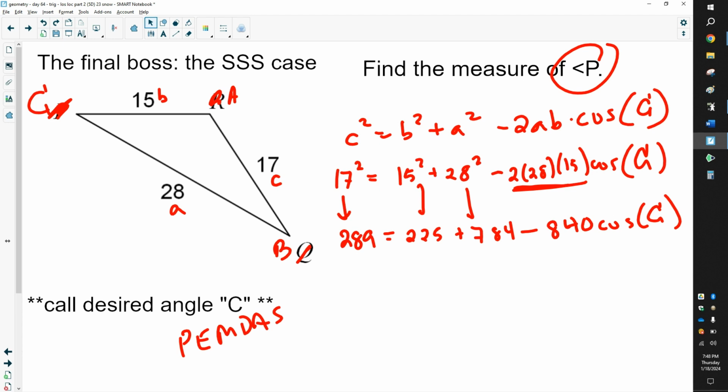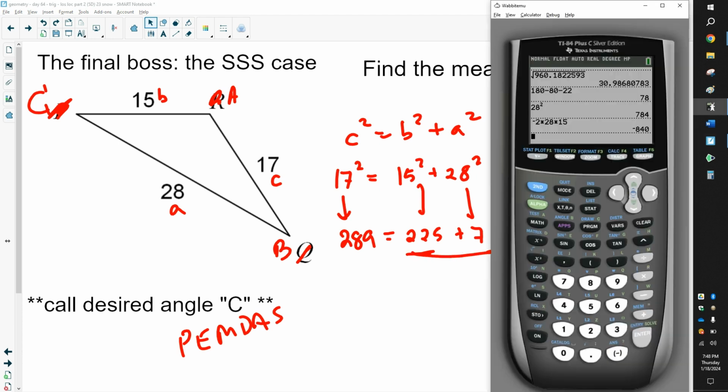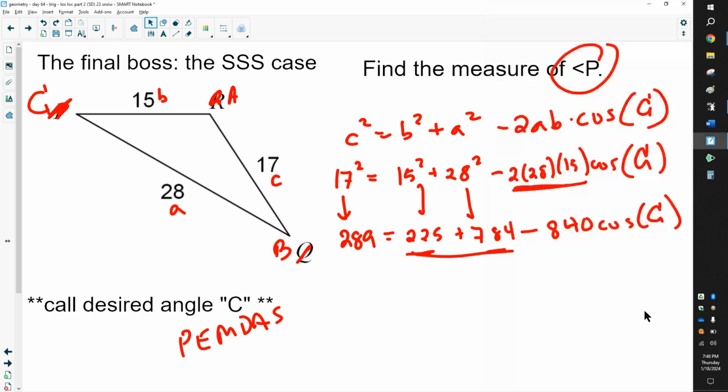So what can I combine? Well, I have a number added to a number minus a number multiplied by this variable. These are not like terms. Again, these are not like terms. I cannot combine them. I can, however, combine these. 225 plus 784, that's pretty straightforward. I can just combine those in the calculator or by hand if I was feeling into it. I'll get 1009 either way.